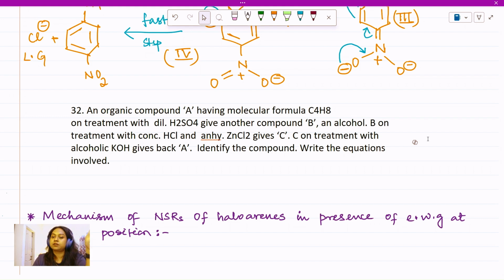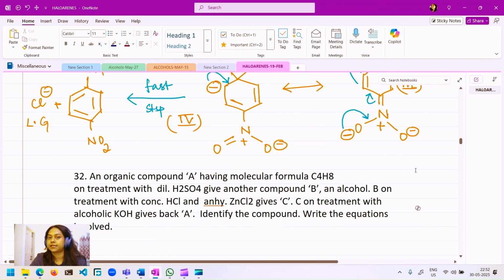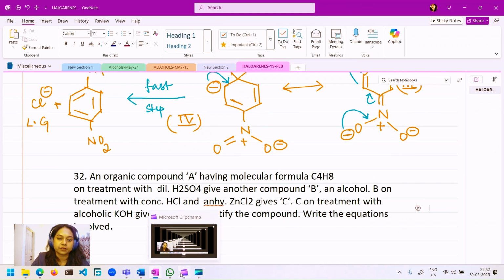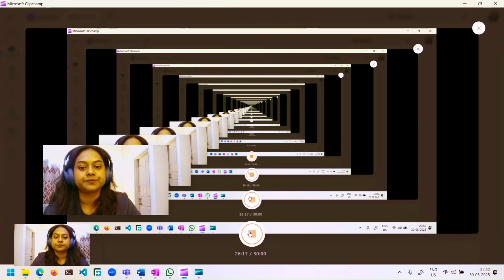The meta position resonating structures, I'll make another video. I have a time limit of 30 minutes for one video. I'll make another video. Make sure you answer this question. I'll put up a second video for meta position. Also watch that video. Okay, give me one second. I'll close this recording session, Gaurav. Okay. Thank you.